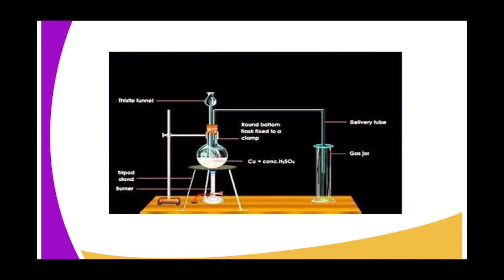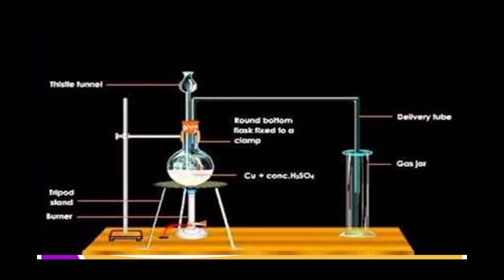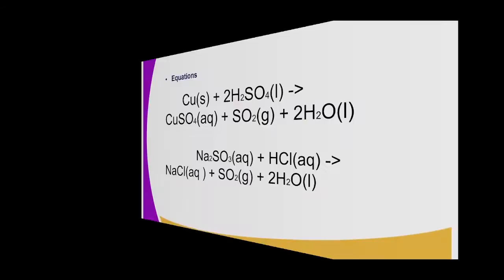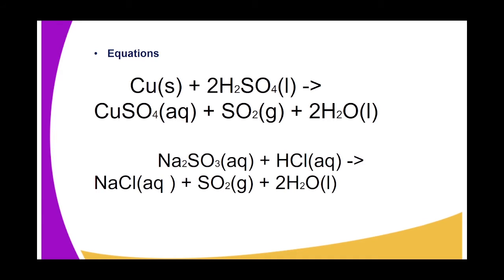Another method we can use to prepare sulfur(IV) oxide gas is by reacting copper turnings with concentrated sulfuric acid. When we react copper turnings with concentrated sulfuric acid, we are going to get sulfur(IV) oxide gas, and it is collected by downward delivery. Copper plus sulfuric acid gives us copper sulfate plus sulfur(IV) oxide gas and water. And sodium sulfite plus hydrochloric acid gives us sodium chloride plus sulfur(IV) oxide and water.